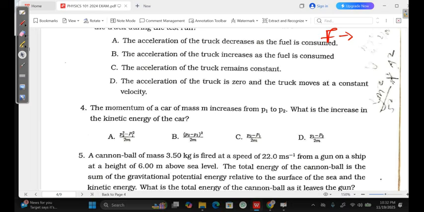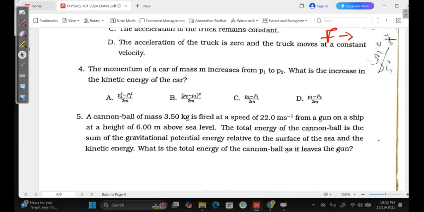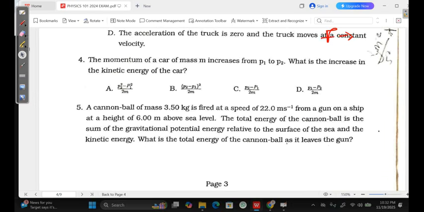Now let's go to question 4. Question 4 is under momentum. So here I think it's going to help me to explain almost 60% of what you're supposed to know under momentum. The question is saying the momentum of the car of mass m increases from P1 to P2. What is the increase in the kinetic energy of the car?